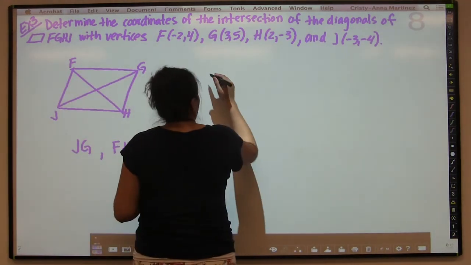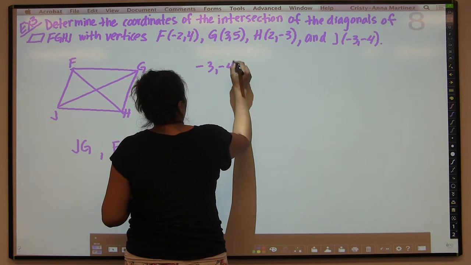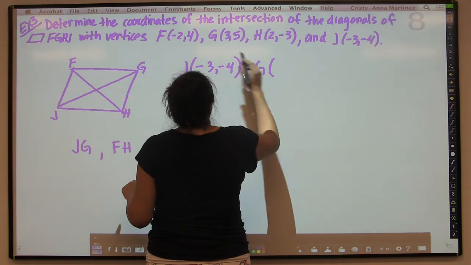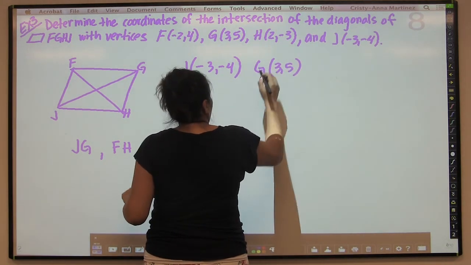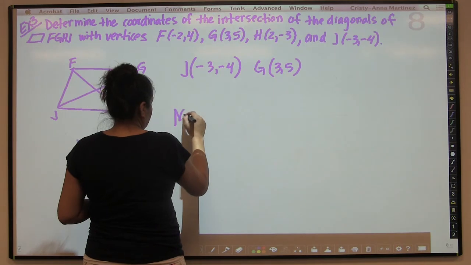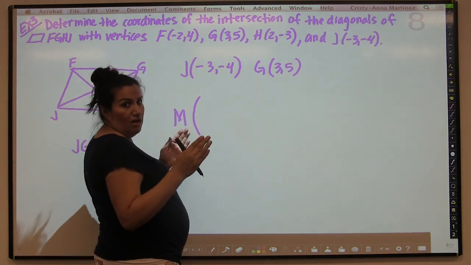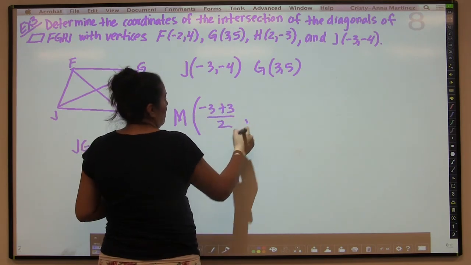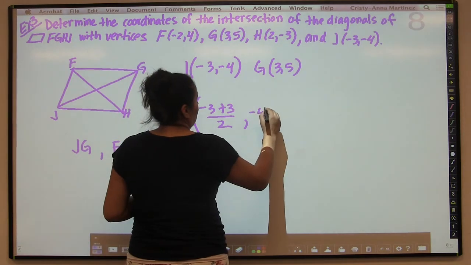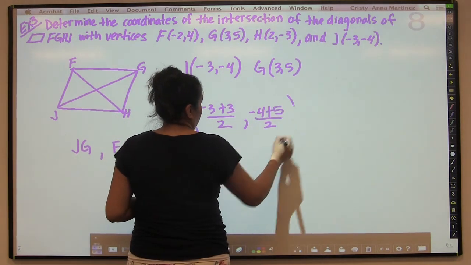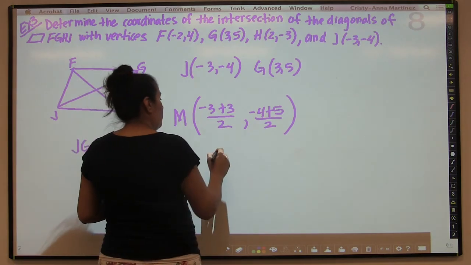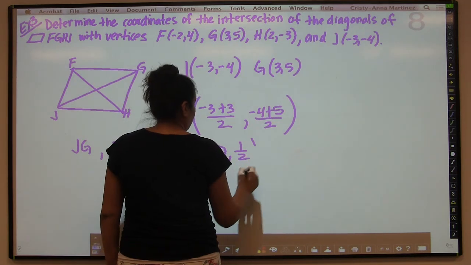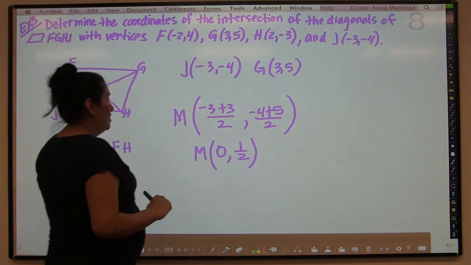So I'm going to take J, which is (-3, -4), and G, which is (3, 5), and find the midpoint. The midpoint formula was to take the sum of the x coordinates, so -3 plus 3, and divide by 2, and then take the sum of the y coordinates, -4 plus 5, and divide by 2. So -3 plus 3 is 0, and 0 divided by 2 is 0. And 5 minus 4 is 1, so I'm going to get (0, 1/2). That is the midpoint of JG.